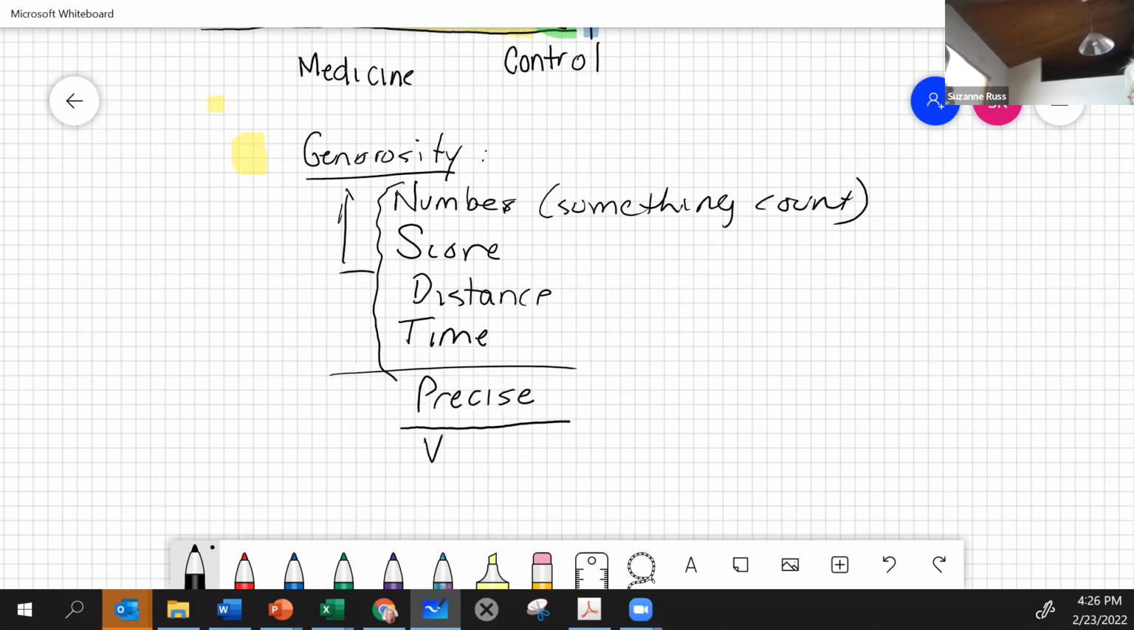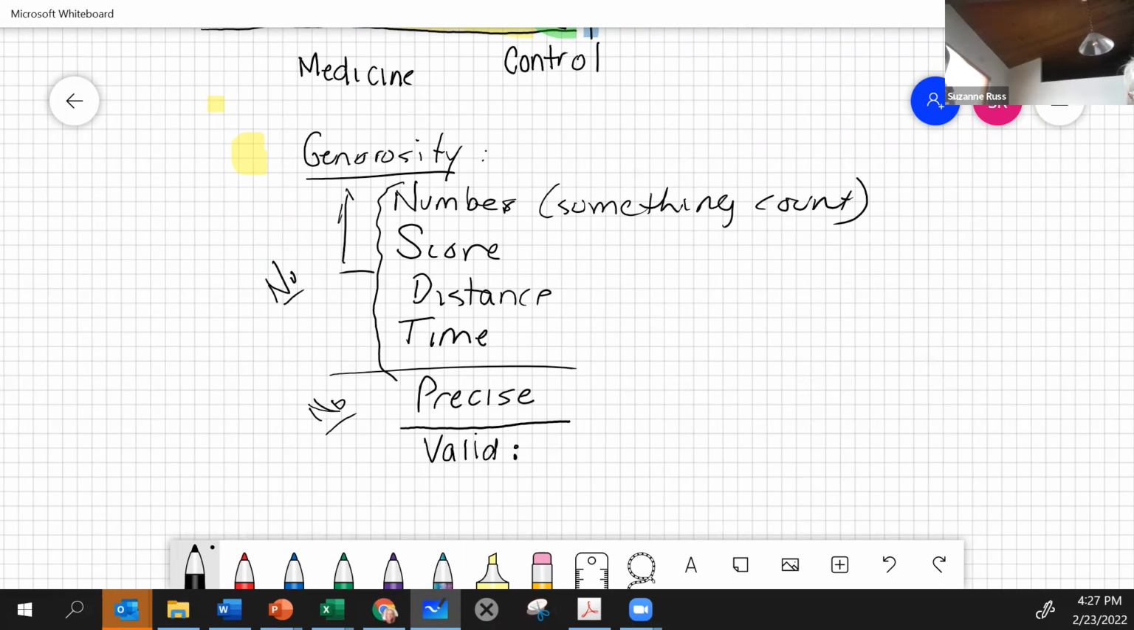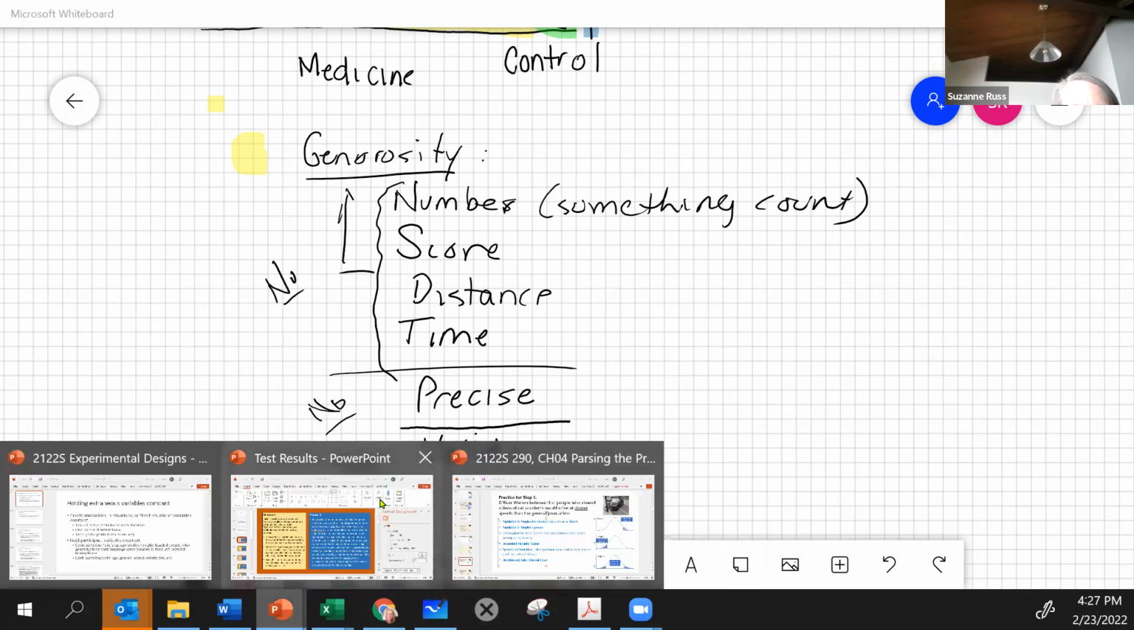And it has to be valid. The behaviors or whatever it is we're looking at have to actually measure generosity, the conceptual definition. And in the example we just looked at, I would say that no, we didn't really have anything countable. And I'd say probably not precise enough, but yes, very valid in terms of the examples given. So if I was going to rate it, that's what I would say about this example. What do you guys think? Does that make sense to you if we were assessing this?